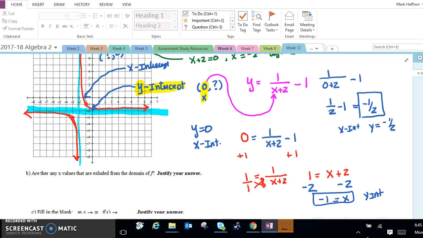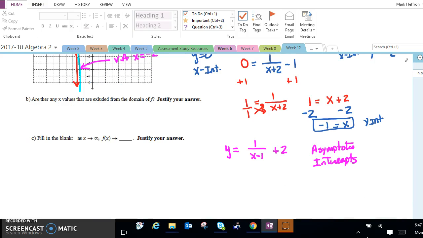The last part of this problem that was missed by a few was to forget to label your vertical asymptote as x equals negative 2 and our horizontal asymptote as y equals negative 1.